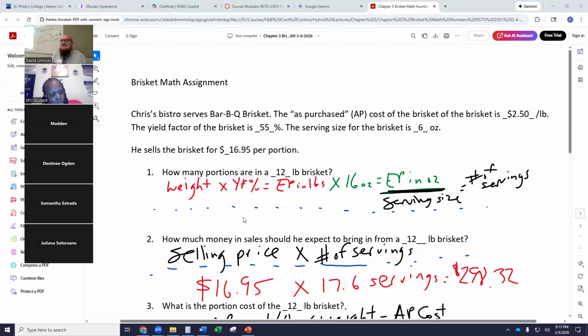Then we multiply by 16 ounces, and that is equal to our edible portion in ounces. And then we divide by the serving size, and that will give us our number of servings. In my class this afternoon, I actually wrote this out, so I was writing it as I was talking. If I need to stop and go slower, please just let me know. What does the last part say? It says the number of servings.